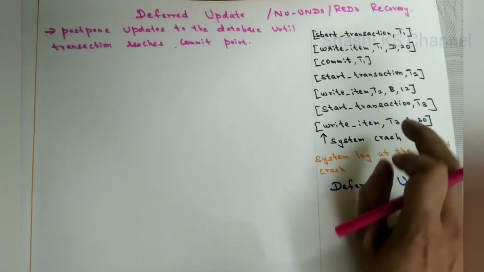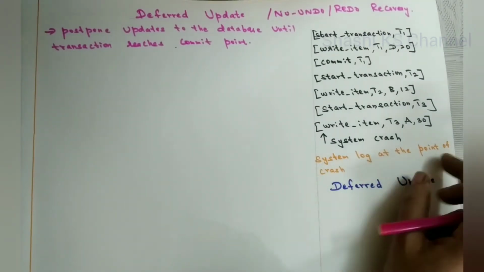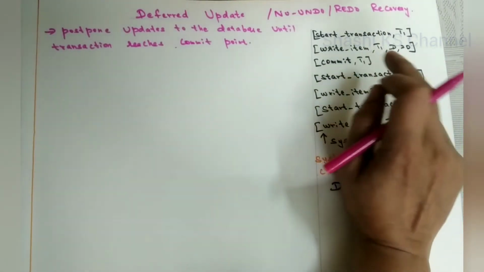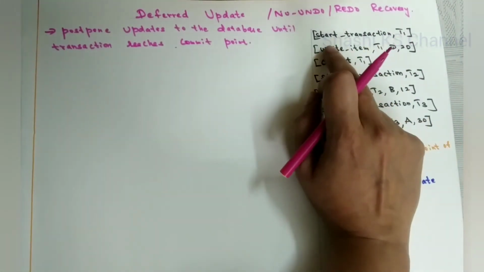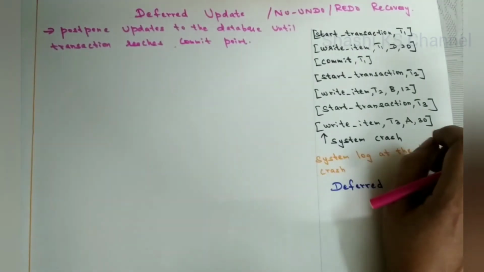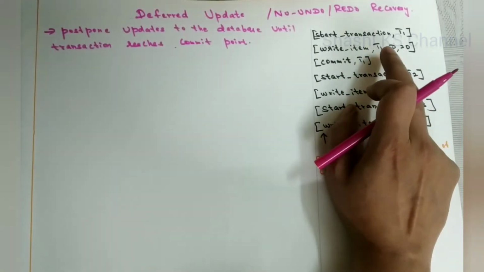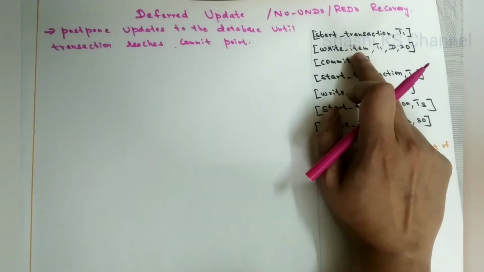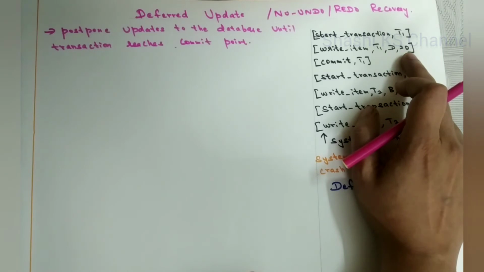You will understand that clearly with this example. You can see this is a portion of the system log at the point of system crash. First is start, and these are all the log entries. The first entry is start transaction, comma, T1. That means transaction T1 has started. The next log entry is write item, which is the action. So T1 has started a write operation, D is the data item name, and 20 is the updated value of the data item. One thing to remember is there is no undo operation in the deferred update technique.